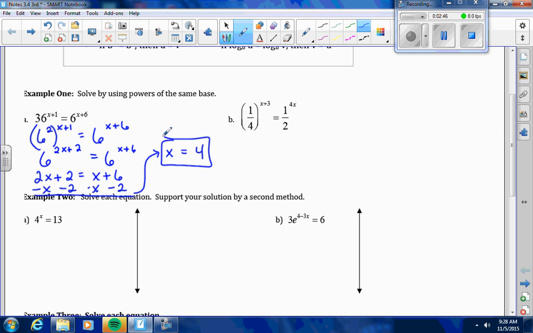So let's look at it. 1/4 becomes 1/2 squared, right? Can I write it as 1/2 in parentheses squared? Will that be the same thing? Yes, it will. 1/2 squared, and all of that is raised to the x plus 3 power, equals, on this side we had 1/2 to the 4x.